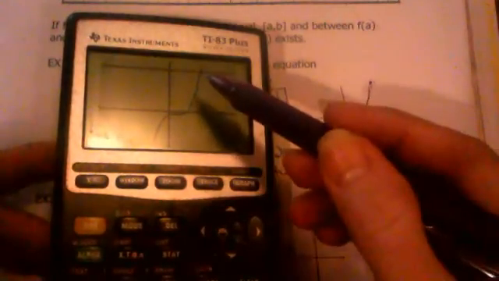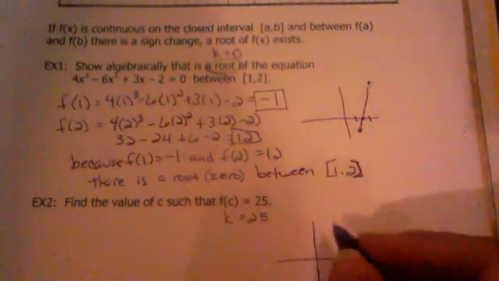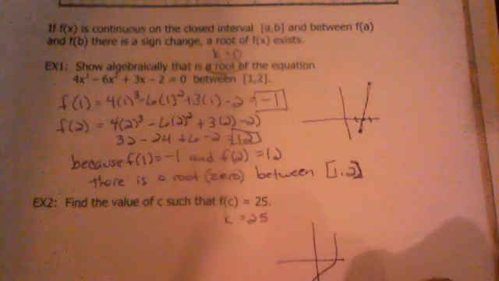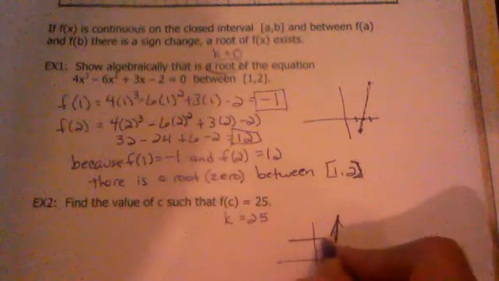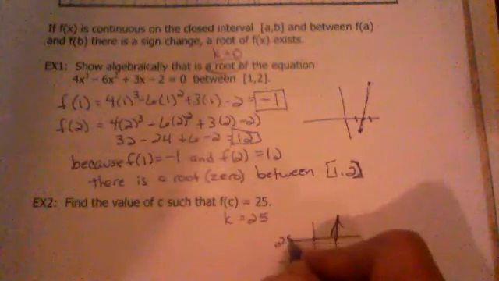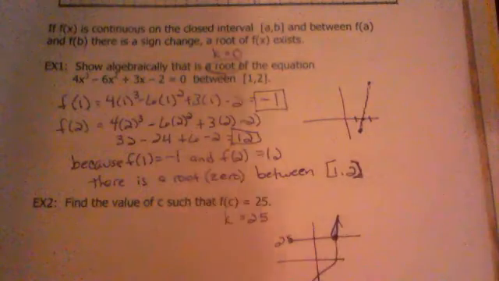It just wants to know, what is this? So let me sketch that for us. We've got this cube function graph, and then we've got the line at 25 here. It wants to know where they cross.